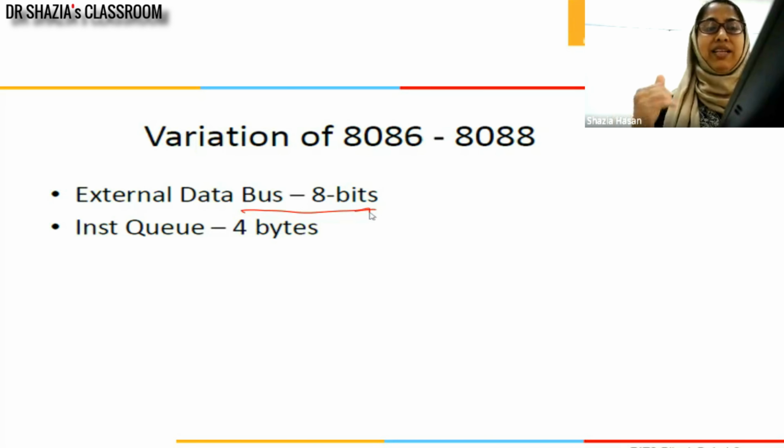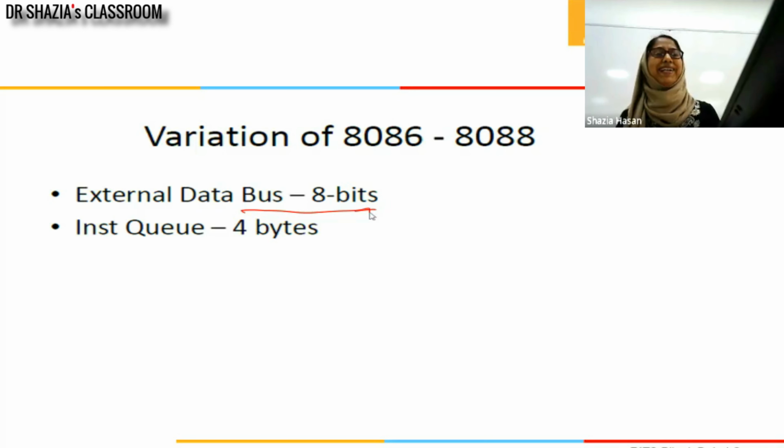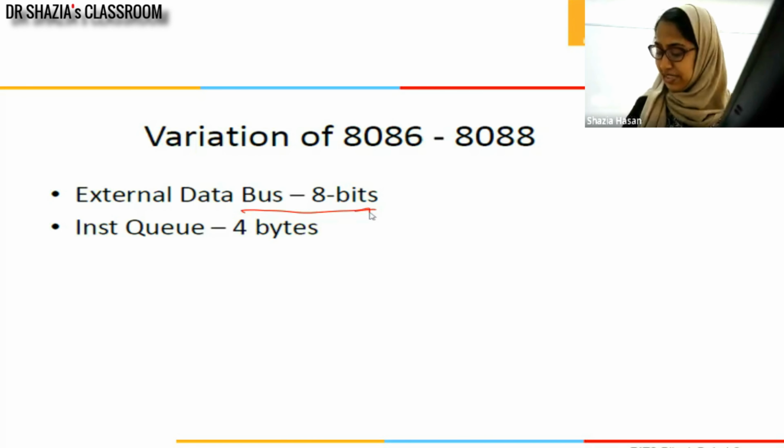And then the second difference was the instruction queue. This is a very minor difference. 8088 had a 4-byte instruction queue, whereas 8086 had a 6-byte instruction queue. The major difference was the data bus size. 8086, though proposed as capable of handling 16 bits of data, had memory that was not supporting it. So some solution was taken at later stages that we will discuss.